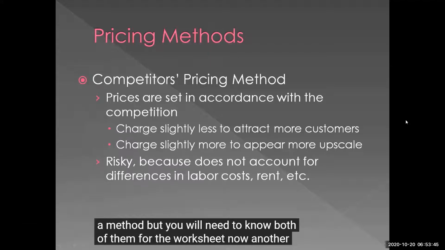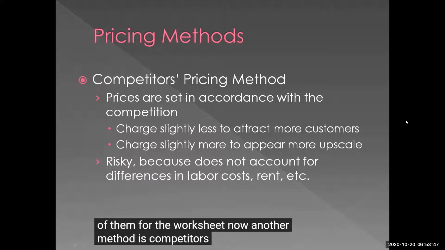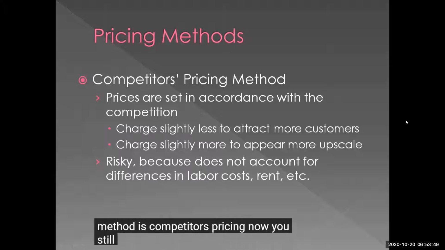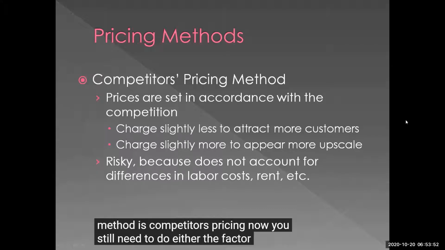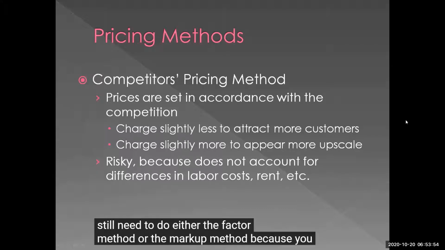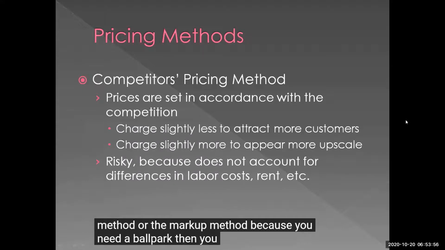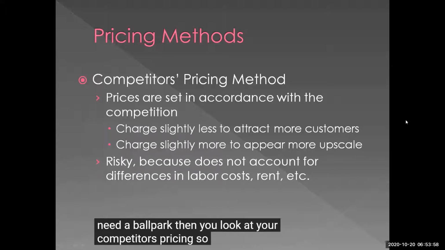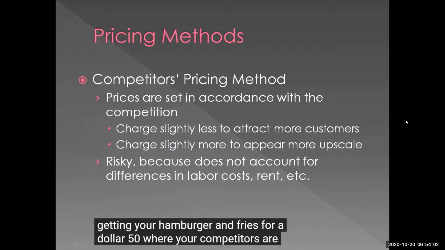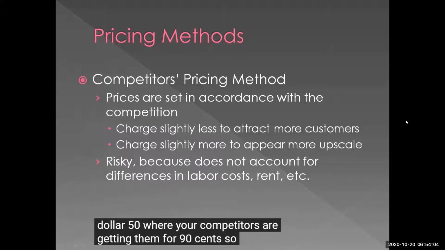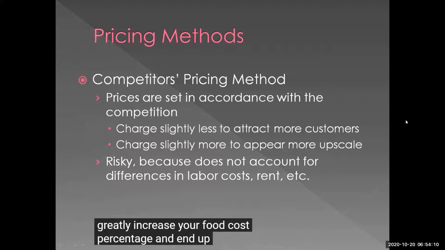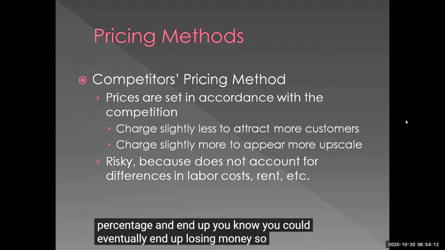Now, another method is competitors pricing. You still need to do either the factor method or the markup method because you need a ballpark. Then you look at your competitors pricing. So you might be getting your hamburger and fries for $1.50 where your competitors are getting them for 90 cents. So for you to undercut them means you're going to greatly increase your food cost percentage and you could eventually end up losing money.